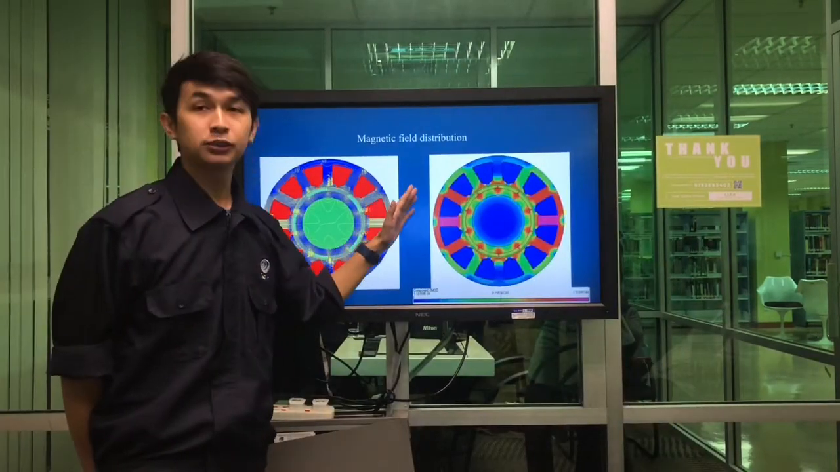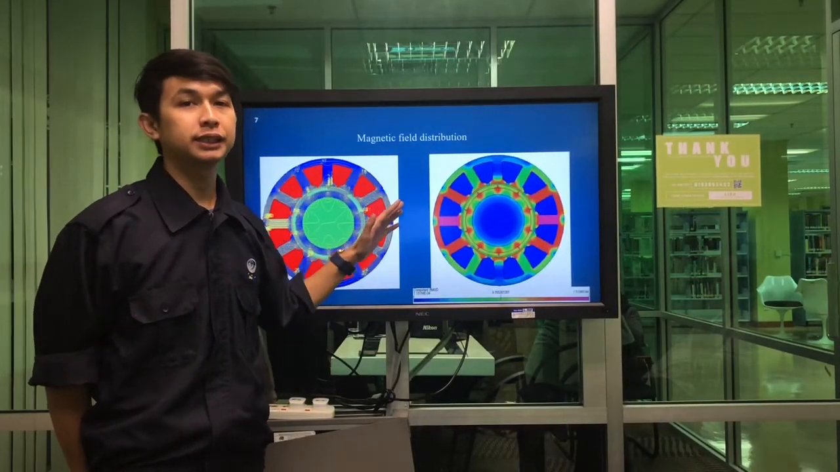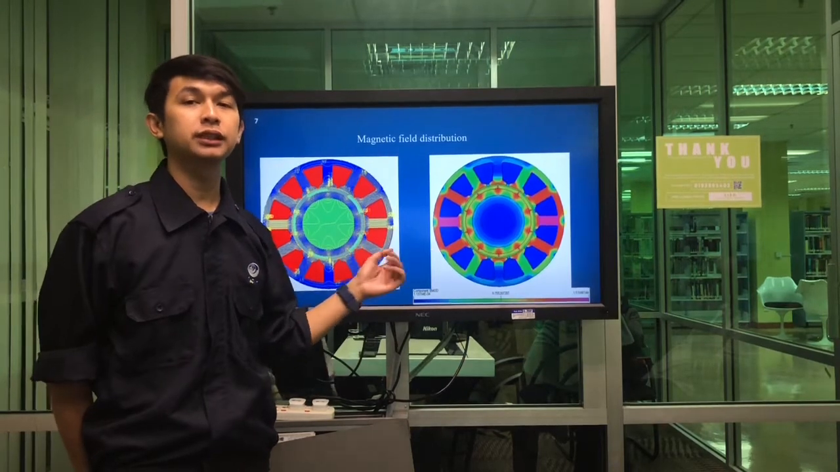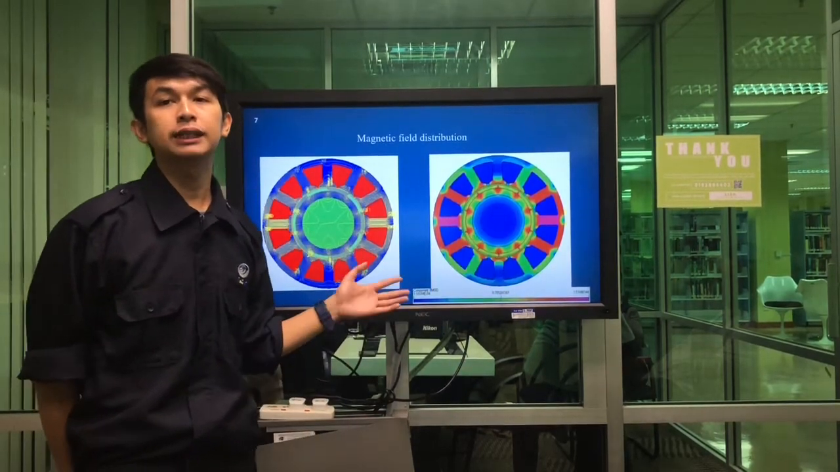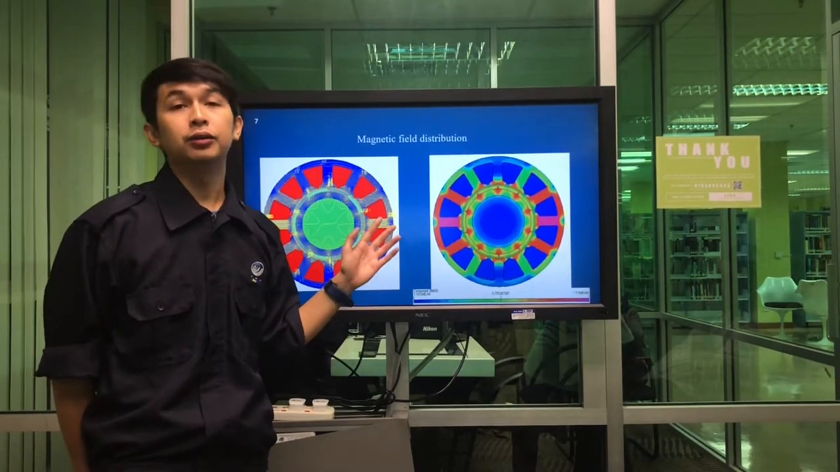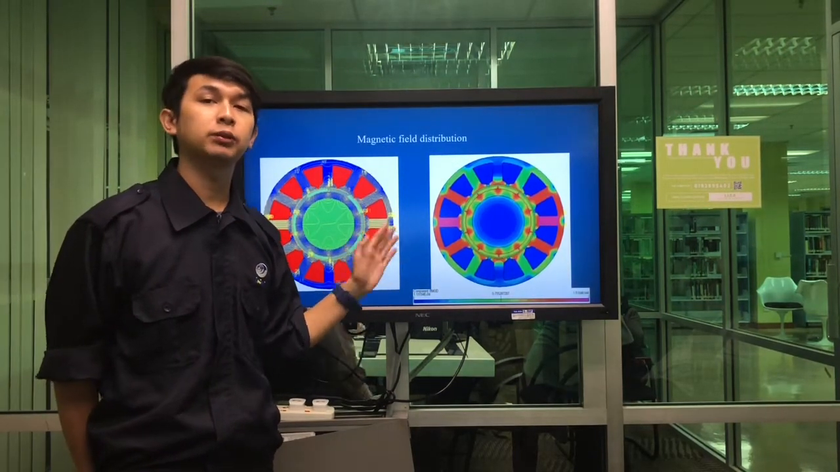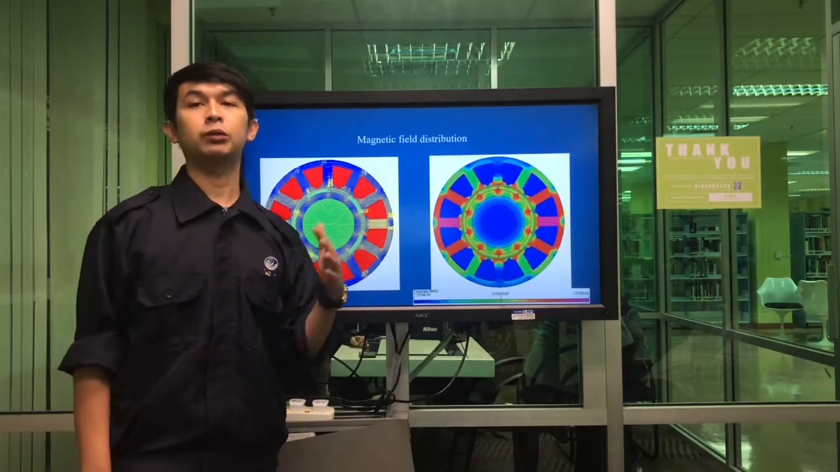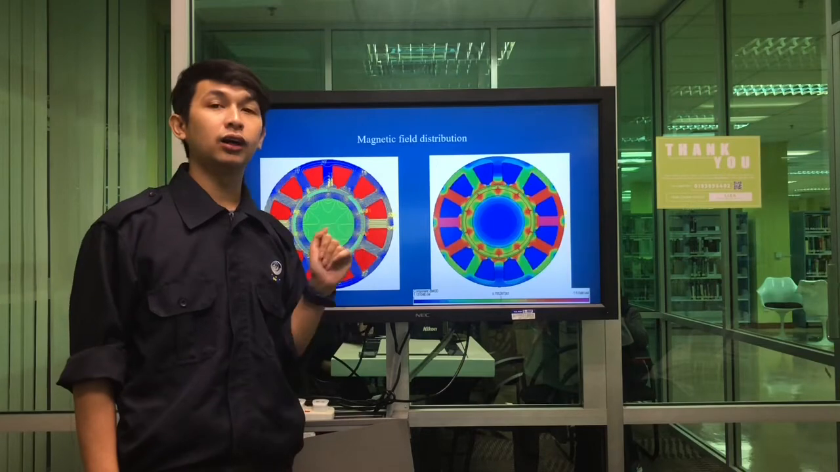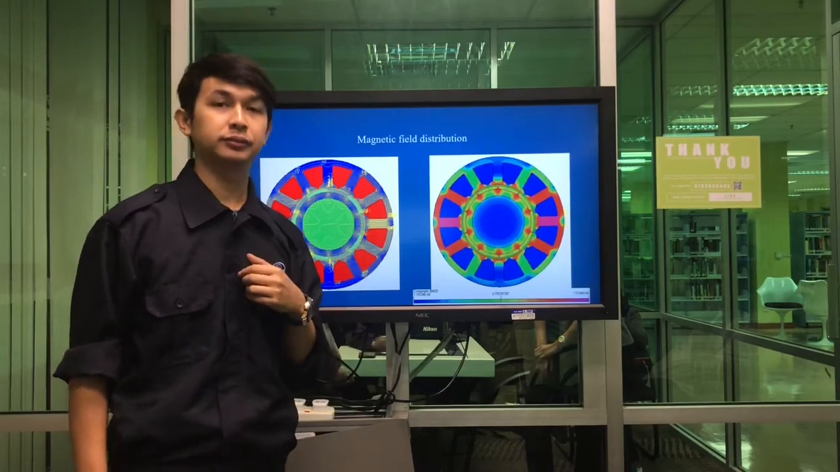From the colored zone magnetic field distribution, the highest magnetic flux density is only 1.51 Tesla, which is lower than the near saturation point, about 1.65 Tesla. This means that the 12-slot, 10-pole PM motor can work under the near saturation point of the magnetic field. Thank you.